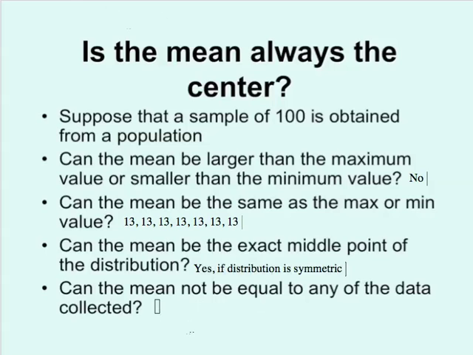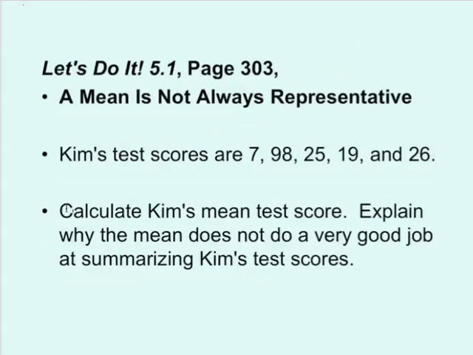Okay, let's go do LDI 5.1 and look at this particular example. It says the mean is not always representative. So Kim has the following scores that she's taken on her tests. She's got some pretty bad scores here, doesn't she? She's got a 1, a 7, a 25, a 19, and a 26. And miraculously, she had a 98 on one of her tests. So what we want to do is calculate Kim's mean test score.